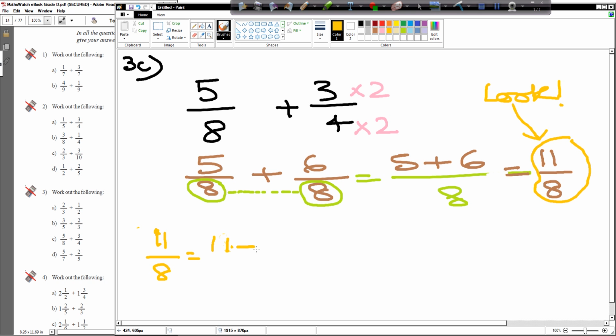It means 11 divided by 8. What is 11 divided by 8? The answer is 1, remainder 3 at the moment. Now this is how we set up our question. We need some little boxes. Okay, these are the boxes in green.